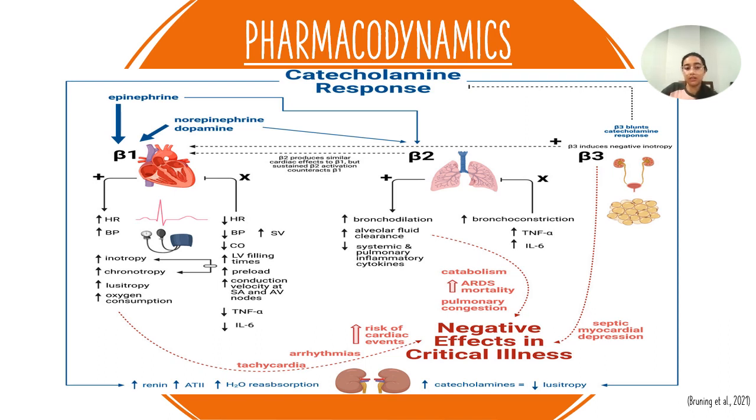So these effects take place a lot of times during the day, depending upon the environment and the circumstances we are in. But when we are in a state of critical illness, these effects can be harmful. The things they cause are tachycardia, arrhythmias, cardiac events like myocardial infarction, and angina is increased. Another catecholamine effect on the beta 1 receptors is that they also increase renin, which activates the renin-angiotensin system, and H2O reabsorption is increased, which increases the blood pressure.